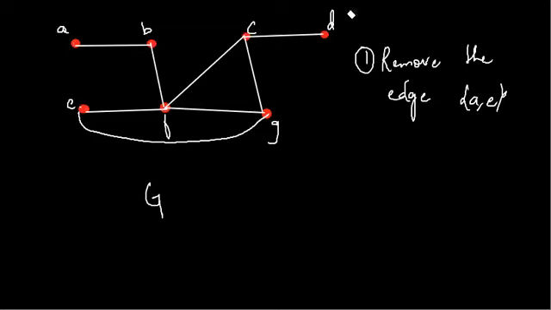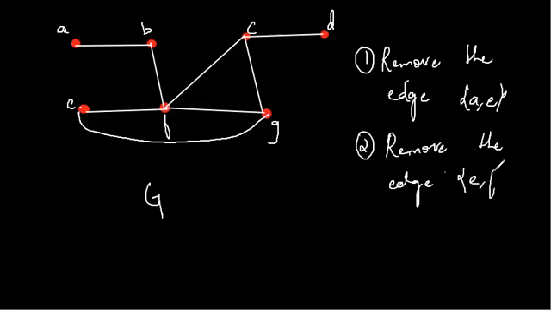Let me remove that. Now after that, secondly, I will remove the edge E comma F also, because here it is making a cycle. So I have to remove any one of the edges, either EF, FG or EG. So I am removing the edge EF. Here I have removed the edge EF.